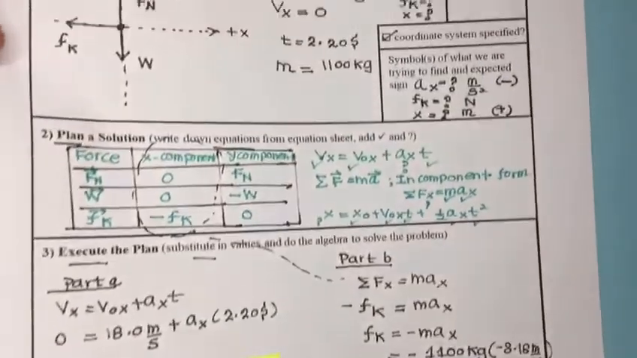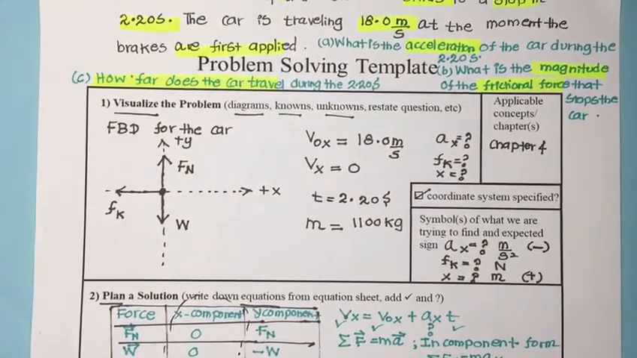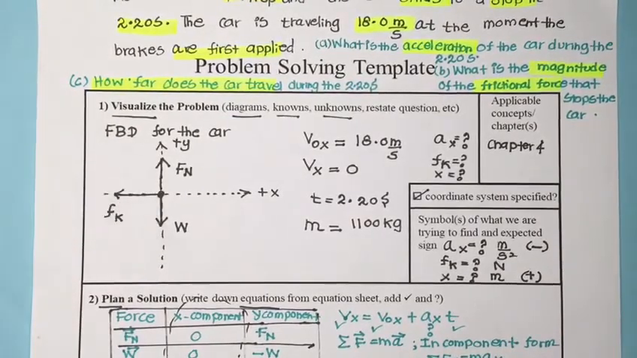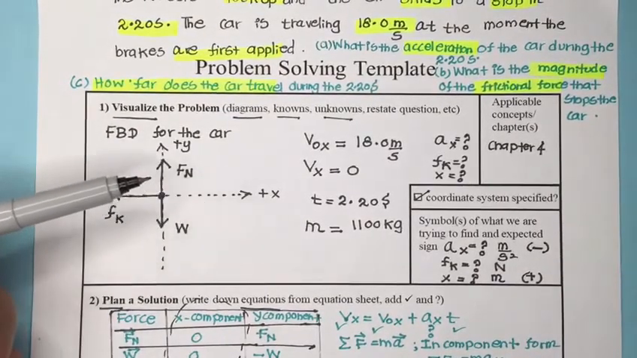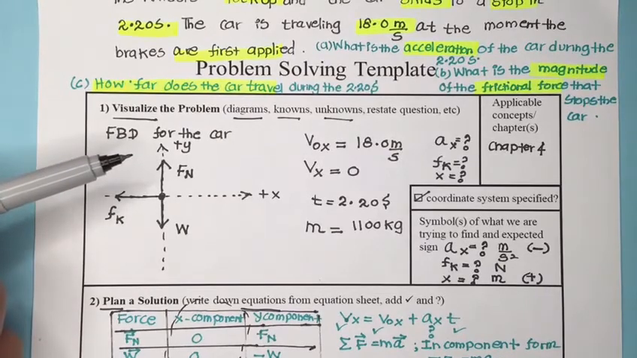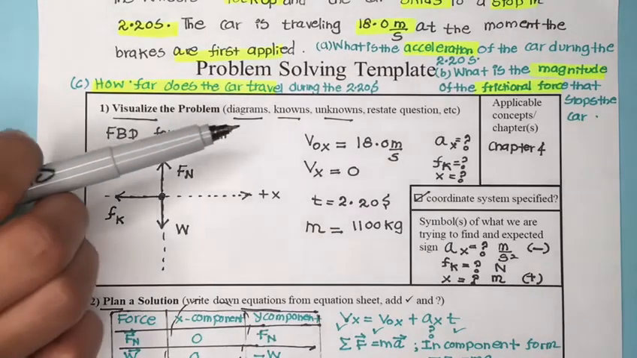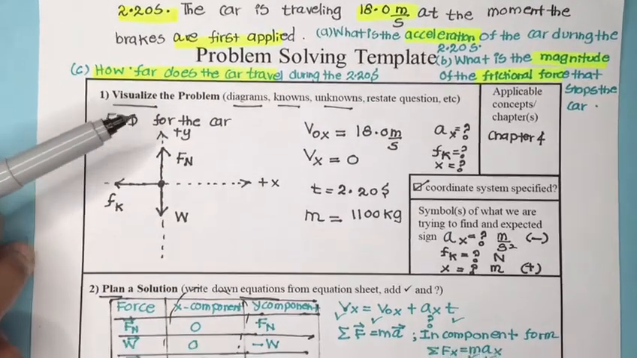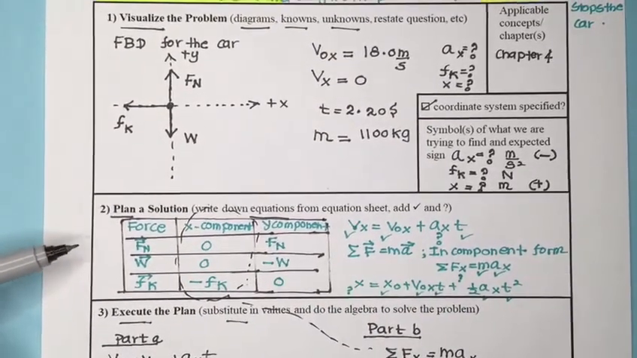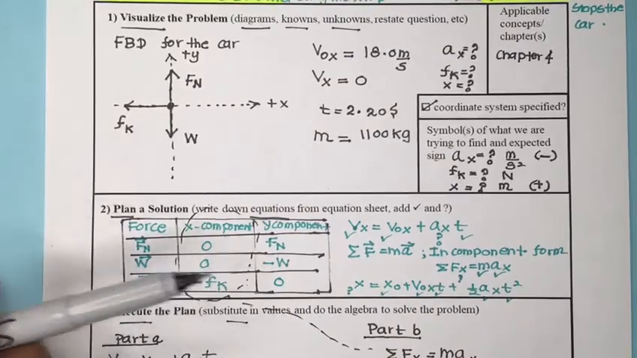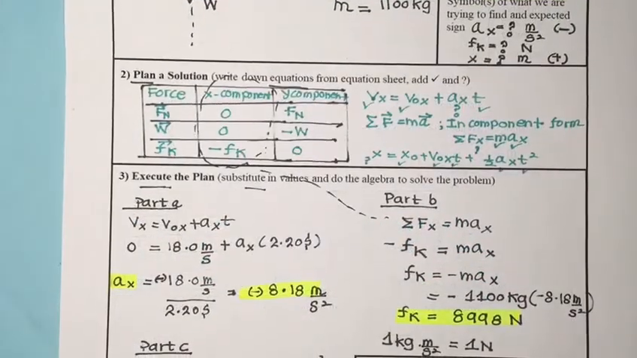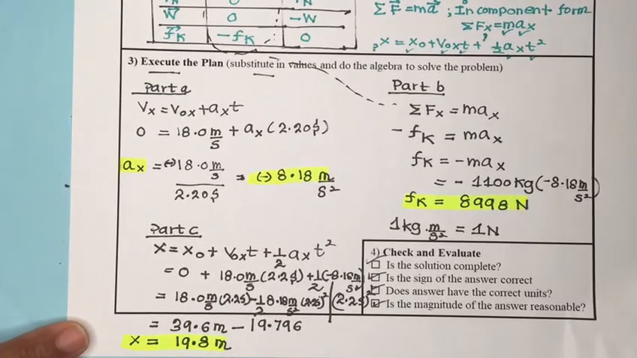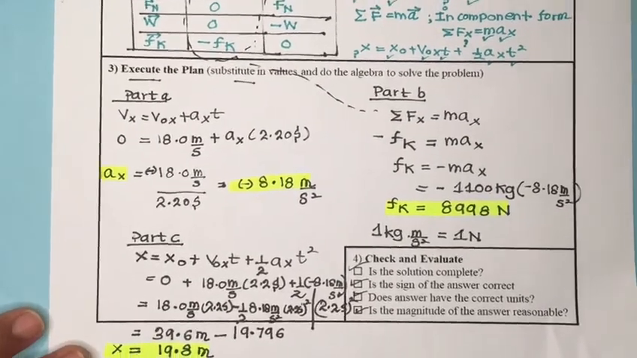And let's just see what we did. So we started by visualizing the problem. We have the free body diagram. We paid attention to relative magnitudes of the forces, and we defined the positive x and positive y axis. We identified the knowns and unknowns, very important. And then we made this chart to identify the x and y components of each force. And then we executed the plan. That's it. Please understand the process.